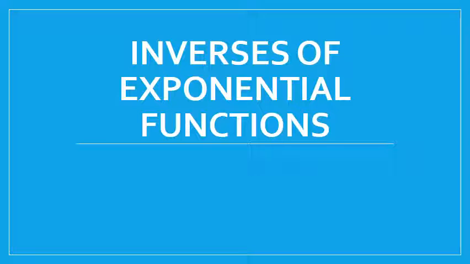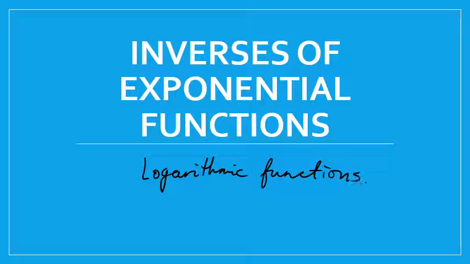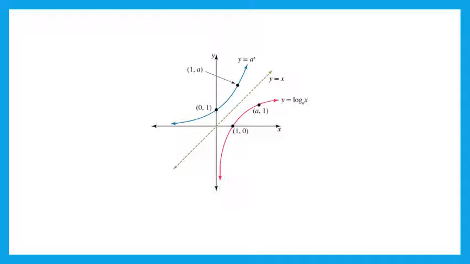So let's have a look at inverse of exponential functions, otherwise known as logarithmic functions. Now, logarithmic functions are the inverse of an exponential function. So what that means is if you have a line of y equals x, it's going to be reflected along that line. So if you have a look, (0, 1) becomes (1, 0). And remember, whenever you have a reflection along the y equals x line, x and y get swapped around, so (1, a) becomes (a, 1).